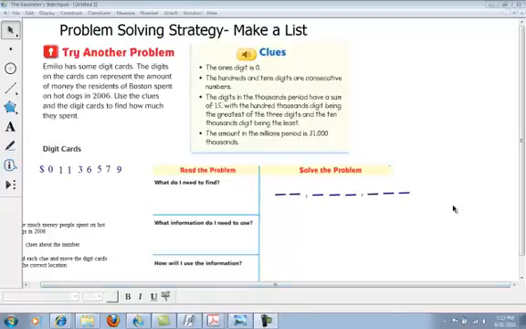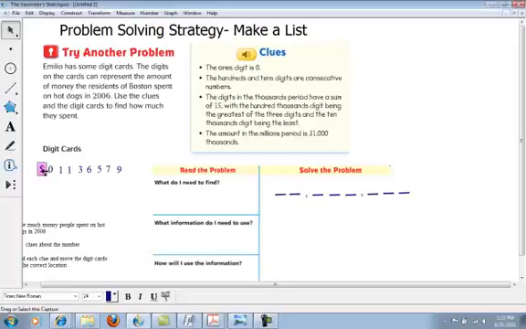In this lesson, we're going to learn about a problem-solving strategy that you can use to solve problems called Make a List. Now let's take a look at this problem. Emilio has some digit cards. The digits on the cards can represent the amount of money the residents of Boston spent on hot dogs in 2006. Use the clues and the digit cards to find how much they spent.